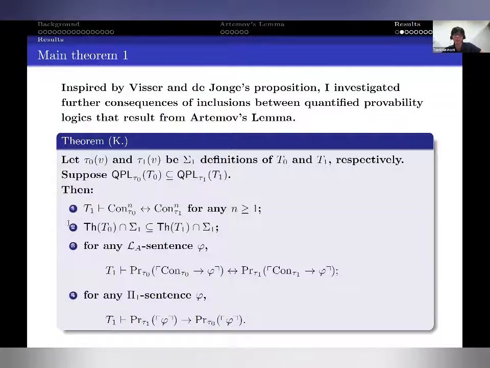The second one says that T0 is sigma 1 conservative over T1. The third one says that for any sentence phi of arithmetic, T1 proves that tau 0 probability of con tau 0 implies phi is equivalent to tau 1 probability of con tau 1 implies phi.